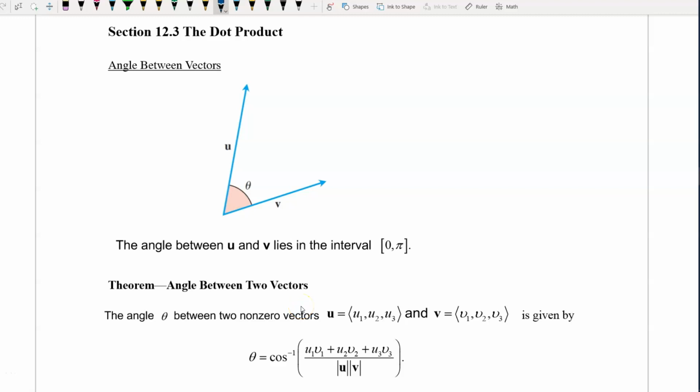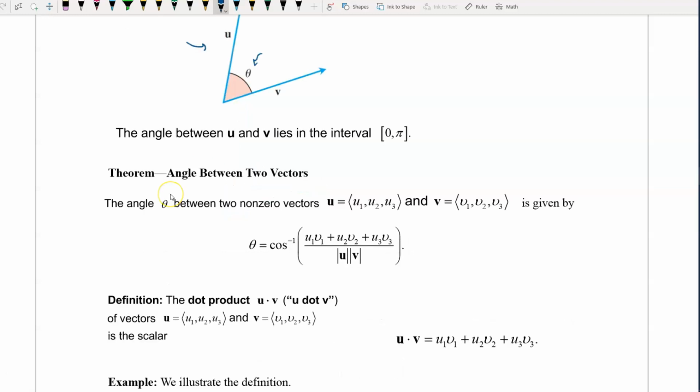Hello everyone, in this section we have the dot product based on what we have here. Here we have theta, which is the angle between these two vectors u and v. So the angle between u and v lies in the interval 0, pi. Here we have the theorem for the angle between two vectors.